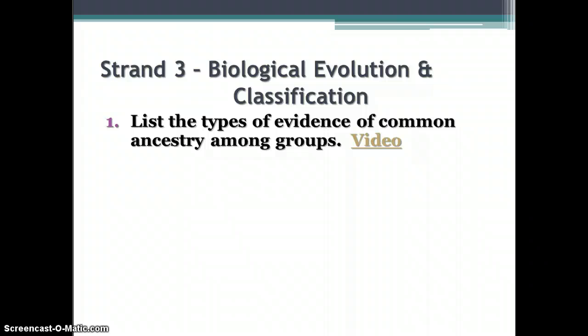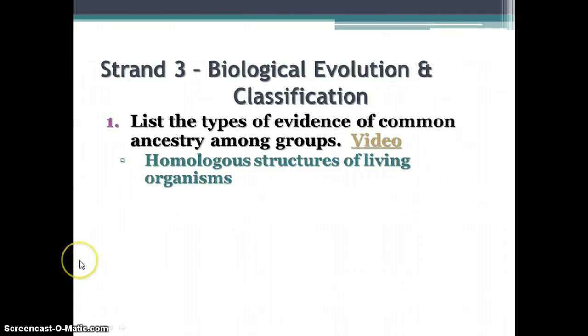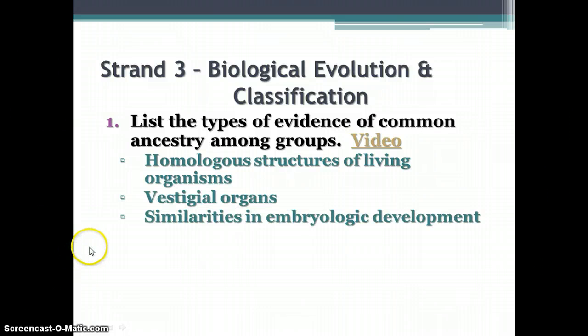And the first thing you're supposed to do here is list the types of evidence of common ancestry among the groups. So we have, first of all, homologous structures of living organisms. These are structures that are similar, or they have the same origins, but maybe have different structures and different functions. So that would be something like the four limbs of a cat or a dog or horse and your arms. They are similar in structure, they have the same kind of origin, but the function and the actual shape of them are very different.